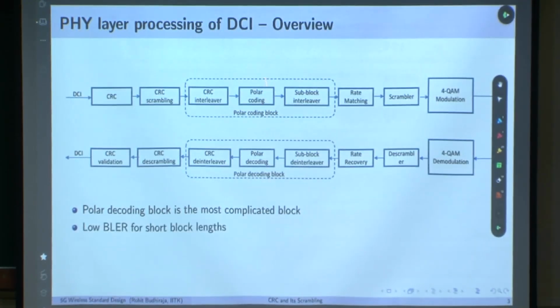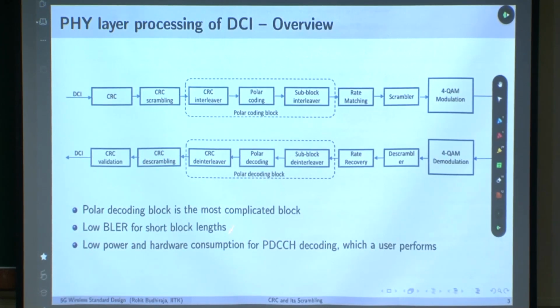So first thing is, why polar instead of LDPC? We saw that the DCI payload is very small. In fact, I'll give you the number. For downlink DCI, it is only a maximum of 140 bits. So it was shown that polar coding works better for these smaller block lengths. That's why it is there. The other non-technical reason is that one company had a patent on it and they were able to push it.